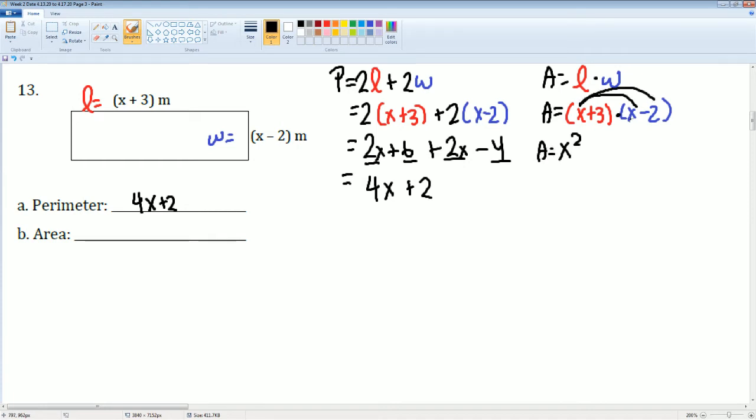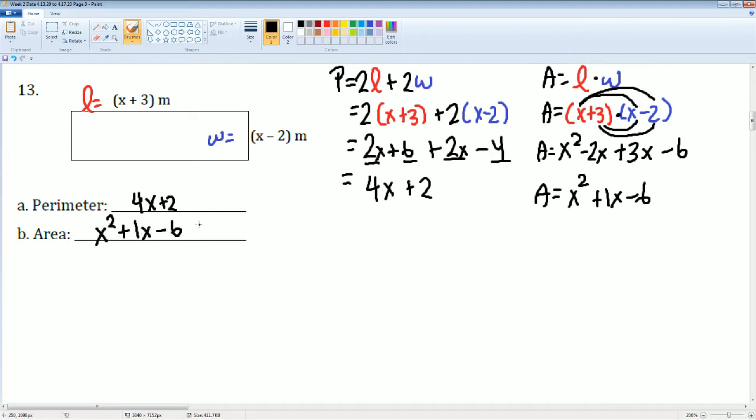Then outer. So x times negative 2 is negative 2x. Inner, 3 times x is 3x. And last, 3 times negative 2 is negative 6. Okay, area equals x squared. Negative 2x plus 3x is just 1x. Negative 6 is left alone. All right? So the answer here is x squared plus 1x minus 6. Good? All right. So make sure you understand this. Again, we're just FOILing here.